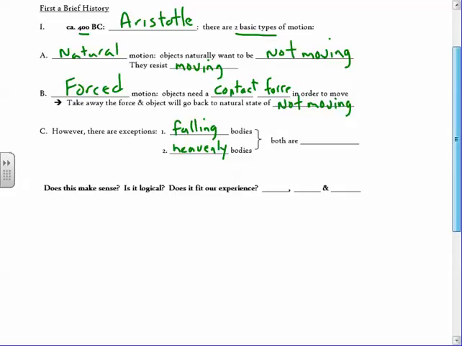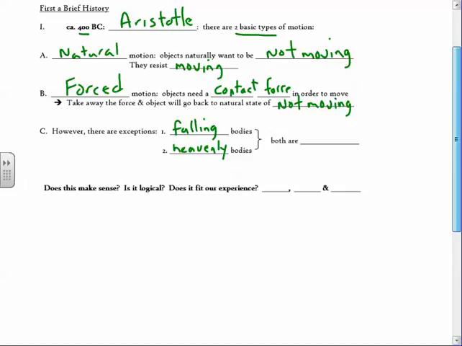Aristotle had to explain, well, why do objects fall? There's nothing in contact that makes them fall, so why do they do that? And he basically said things fall so they go back to their natural state of not moving, because when something's done falling, it's resting on the ground. For heavenly bodies, that's a little bit more difficult.